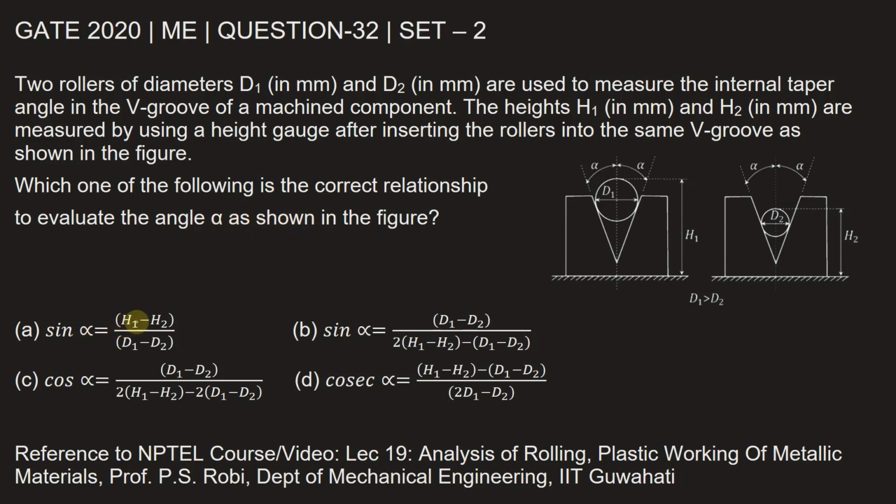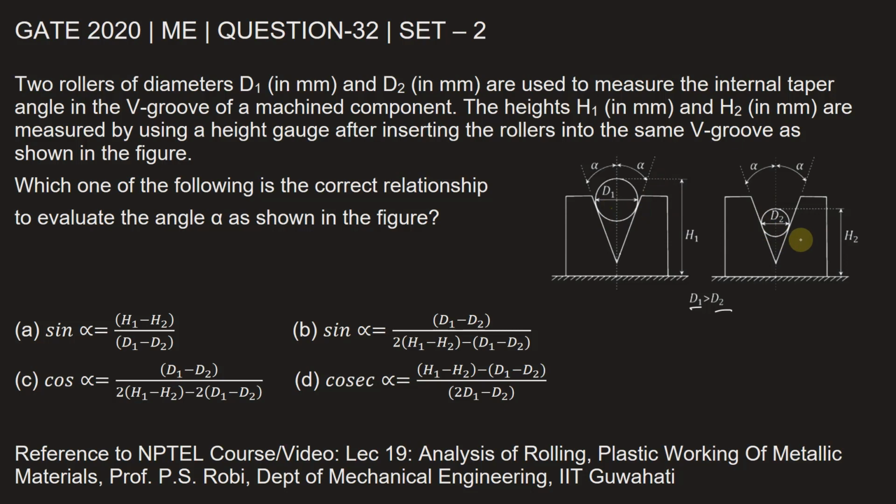Sin alpha equal to H1 minus H2 by D1 minus D2. So we need to identify the correct relationship that will help us to calculate alpha. Basically, we need to calculate alpha using the two figures given. And it's told that the diameter of the roller on the left side, that is D1, is greater than D2. Now we can take a hint from the options that in order to find out alpha, we will have to use both rollers simultaneously. So let's do that.